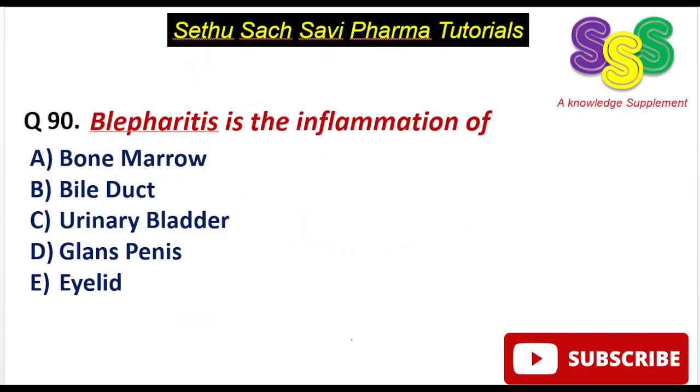Now coming back to your question, blepharitis is the inflammation of E choice, eyelid. So inflammation of eyelid is called blepharitis. So the correct answer is E choice.